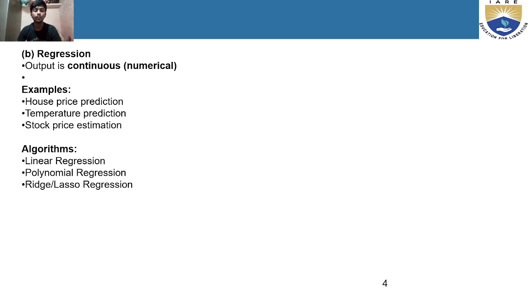Regression: the output is continuous numerical. Examples: house price prediction, temperature prediction, stock price estimation. Algorithms used are linear regression, polynomial regression, ridge regression.